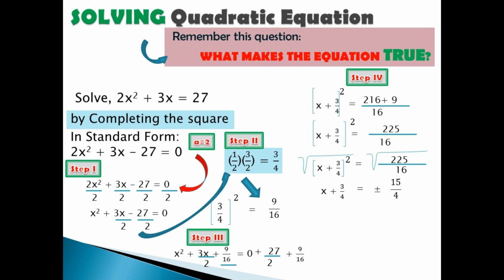To solve for x, subtract 3/4 from both sides. So that is x equals 15 over 4 minus 3/4, and negative 15 over 4 minus 3/4. 15 minus 3 is 12 over 4, which is equivalent to 3, because 12 divided by 4 is 3. Negative 15 minus 3 is negative 18 over 4, which is negative 9 over 2, because 18 divided by 2 is 9 and 4 divided by 2 is 2.